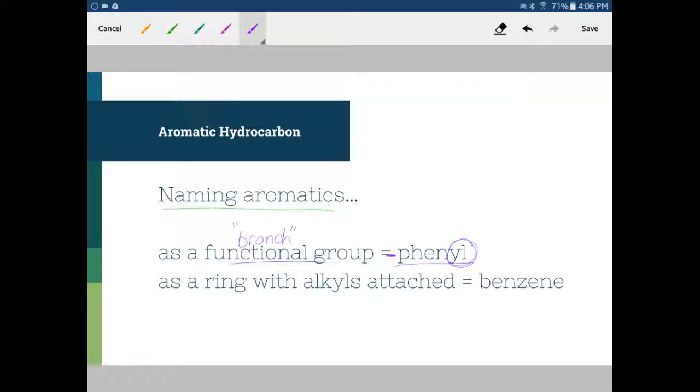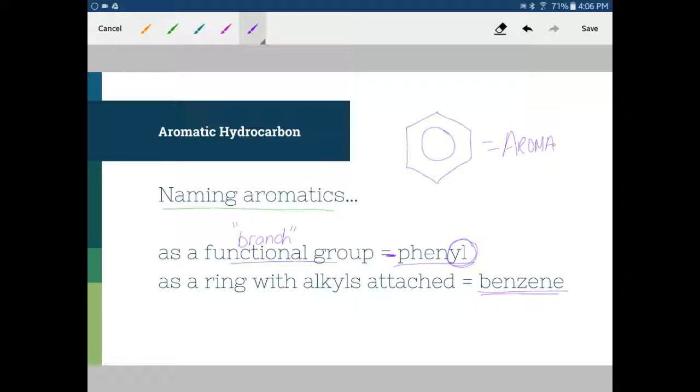If it is a ring as its parent chain, where the parent chain is the benzene ring, we call that a benzene. So if we have the ring with other things coming off of that ring, we start with it being benzene as the parent chain. So let's take a look at some examples here to compare these things. And again, anything that you see this compound in is equal to aromatic.